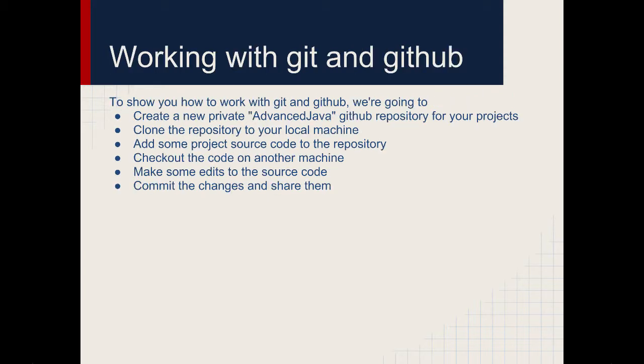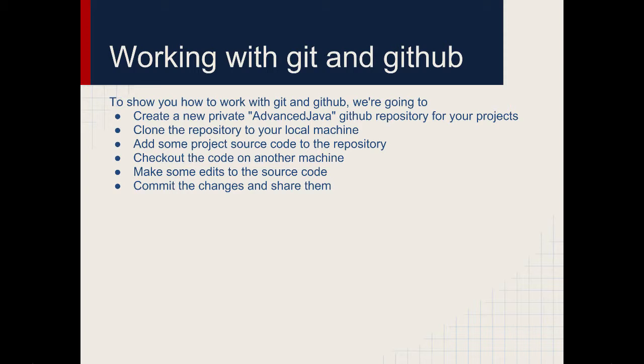Okay, let's dive into some details about working with Git and GitHub. So here's what we're going to do. First, we're going to log into GitHub and create a new private repository called Advanced Java, and this will store all of the code for your projects. Remember, it's a private repository, so no one else can see it.